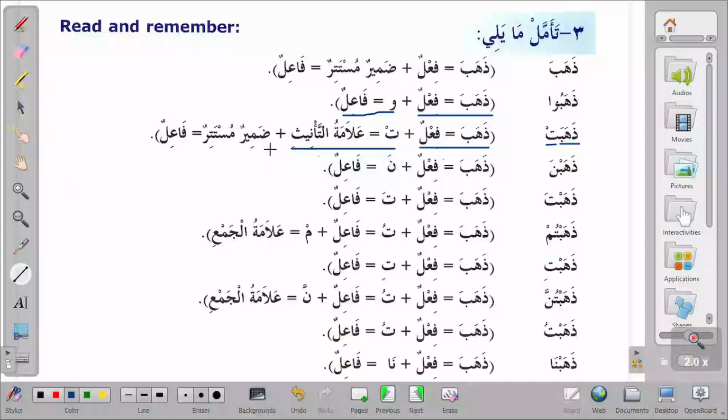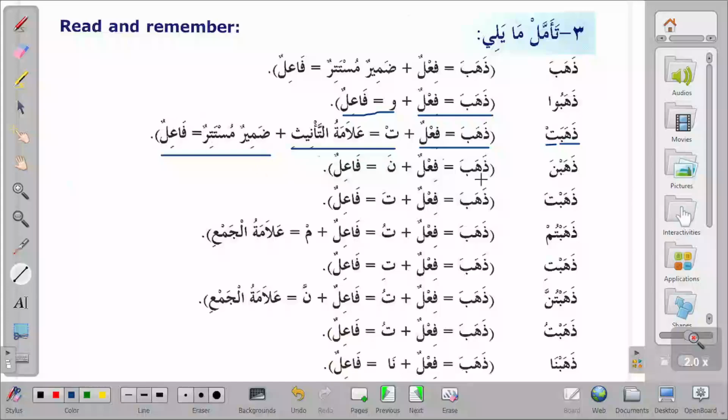I think this is a little bit strange to you, but that is how it is. I hope that is clear. Because most of the time the students think that this ta is the doer, but it is not. The doer is just the same thing: domirul mustatir. It is hidden. So as you can see, domirul mustatir, that's the fa'il.